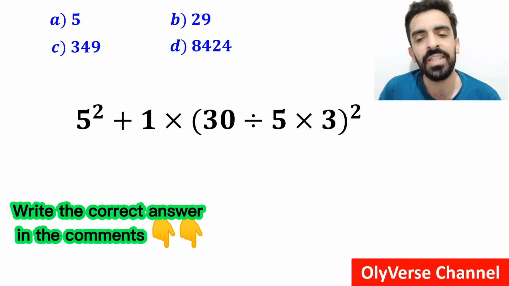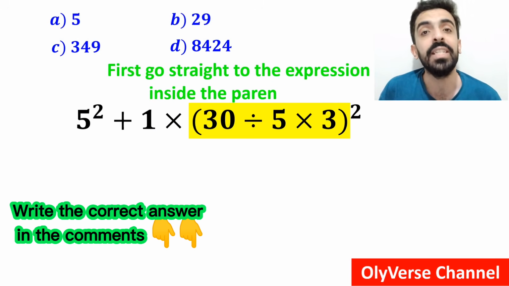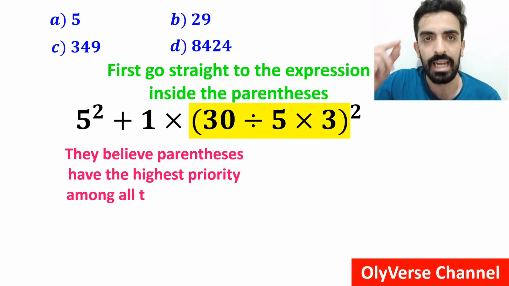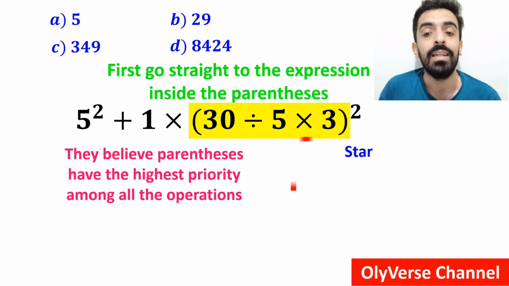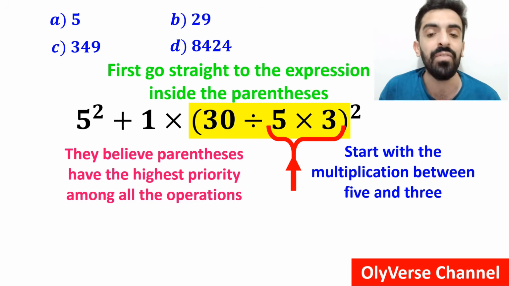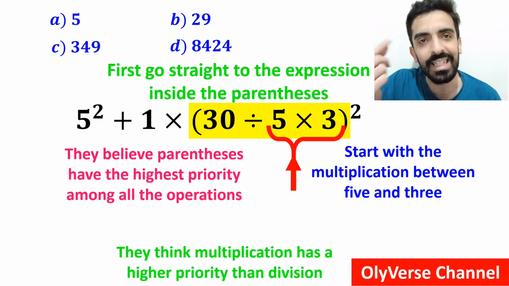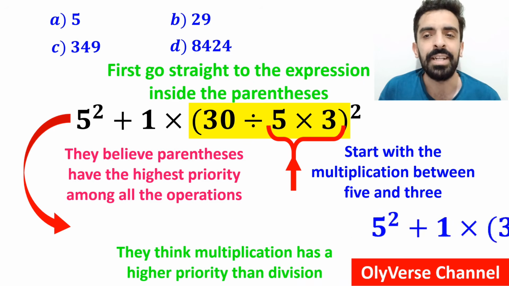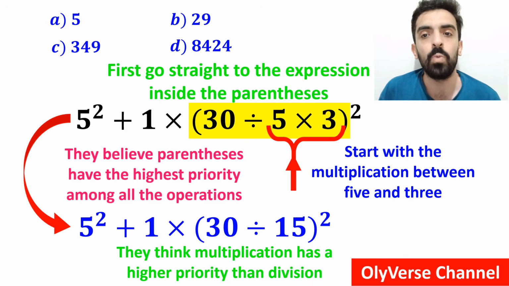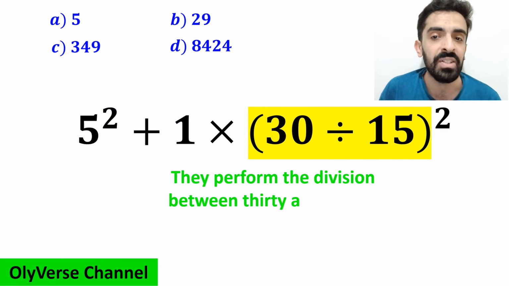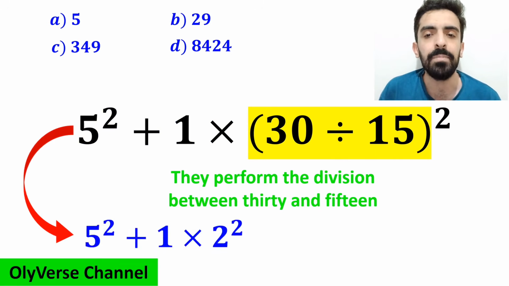Also, some other people when solving this question first go straight to the expression inside the parentheses because they believe parentheses have the highest priority among all the operations. And they stop with the multiplication between 5 and 3 because they think multiplication has a higher priority than division. So they rewrite this expression as 5 squared plus 1 multiplied by 30 divided by 15 inside the parentheses and all squared.